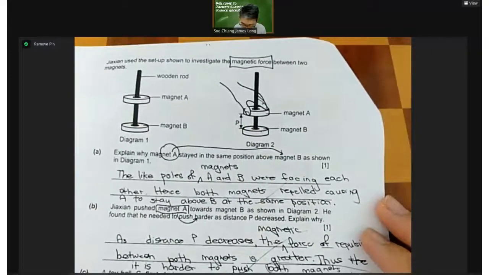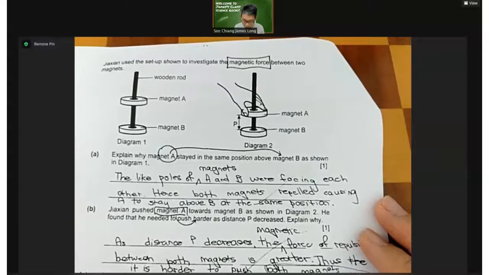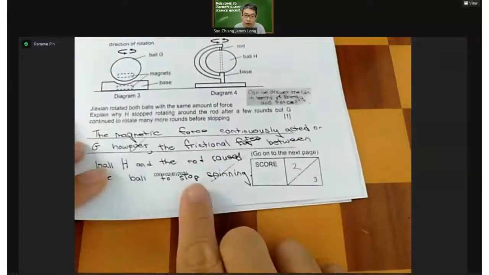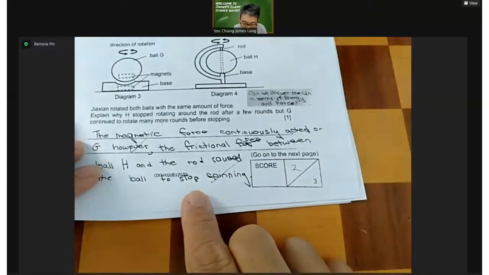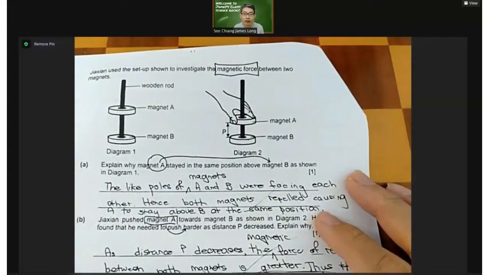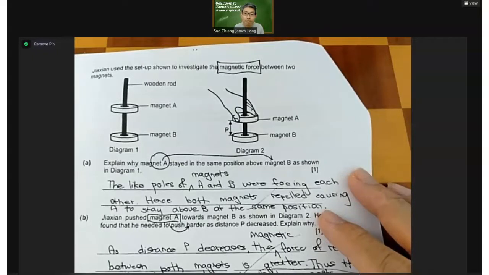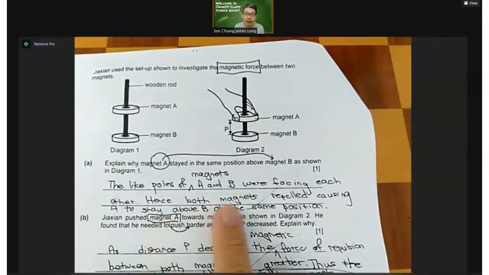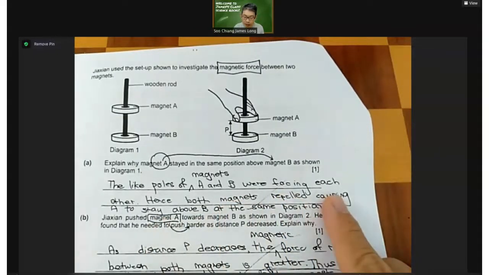Now this is a past year PSLE question. So I can see from here, it's from the 2016 paper that you took it from. So Jia Xian used the setup below to investigate the magnetic force between two magnets. Explain why magnet A stays in the same position above magnet B.